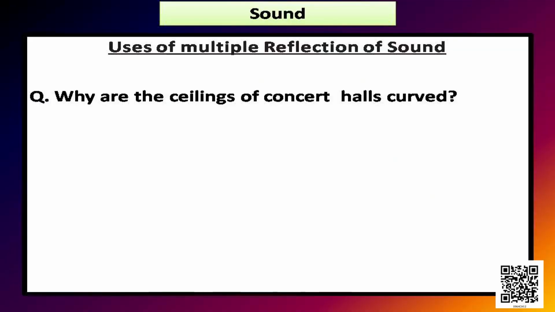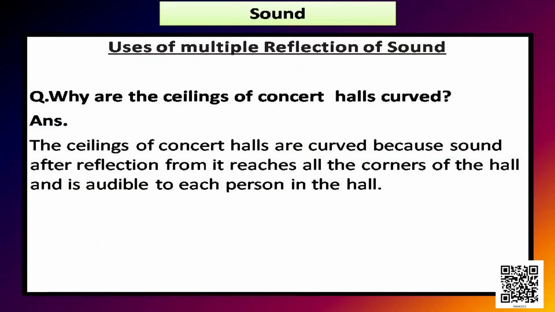Students, let us now discuss a question given in your book. It says, why are the ceilings of concert halls curved? Let us now discuss the solution for it. Okay? Students, the ceilings of concert halls are curved so that after reflections from the surface, sound can reach each and every part of the hall. So, hope you have understood the answer of the question.